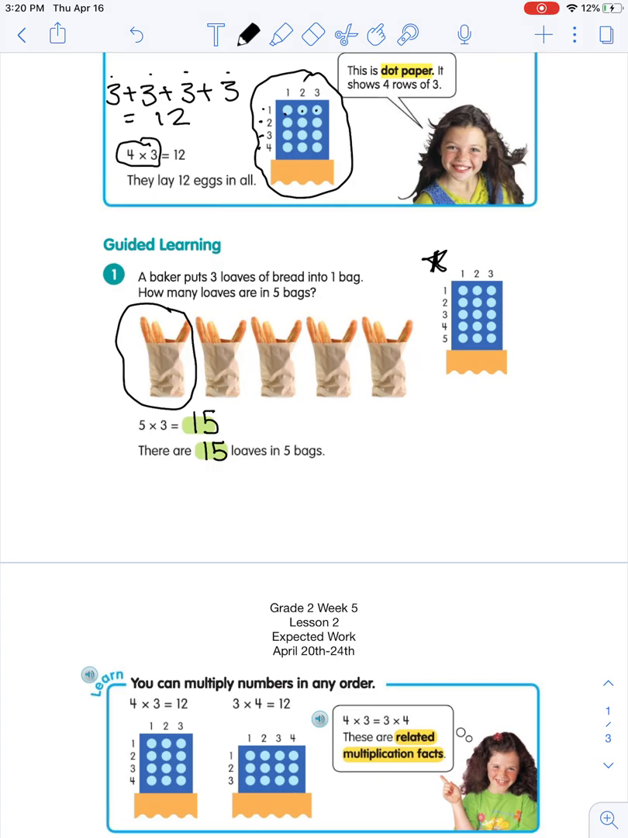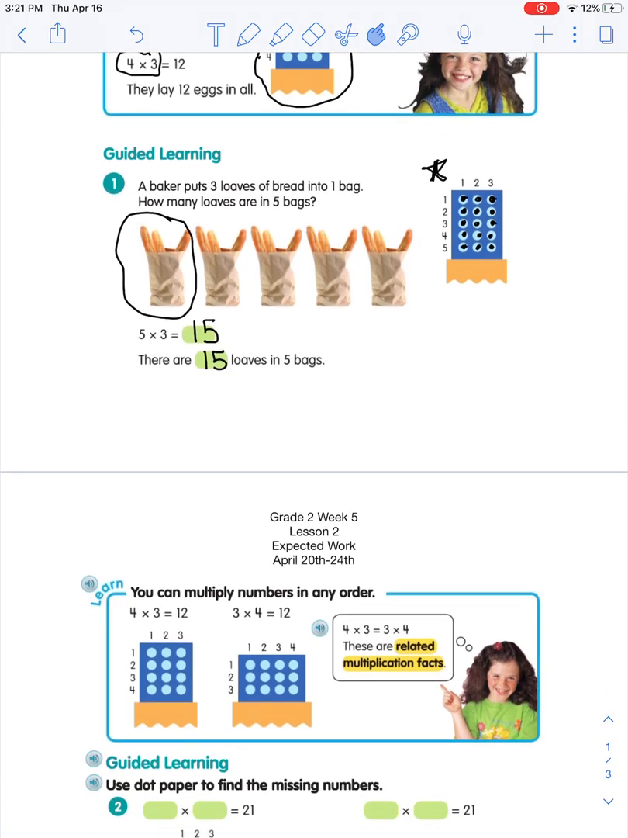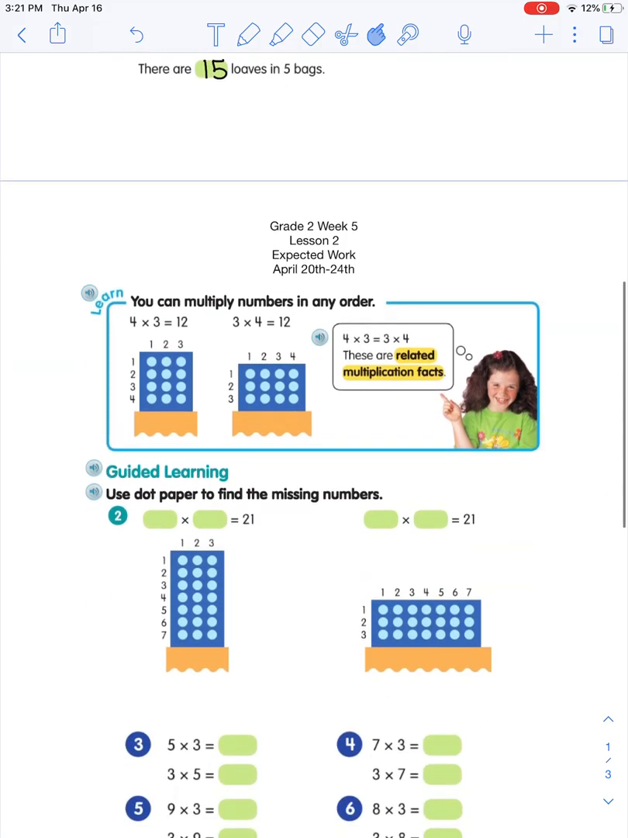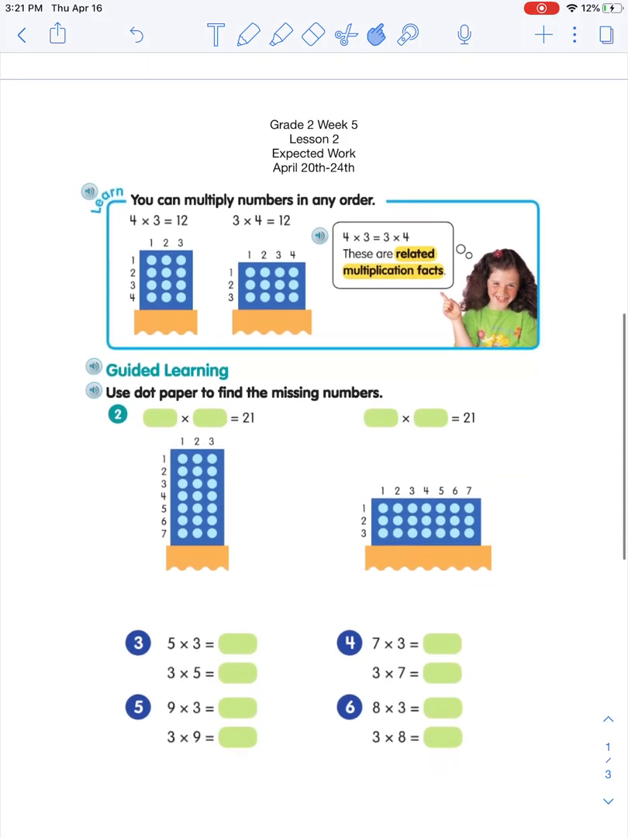You would also know that if you counted all these dots, you would get 15 as well on your dot paper. If I created 5 rows with 3 in each row, a picture? For sure. Let's see. 1, 2, 3, 4, 5, 6, 7, 8, 9, 10, 11, 12, 13, 14, 15. There we go. 15 loaves in 5 bags. So you know 5 times 3 is 15.